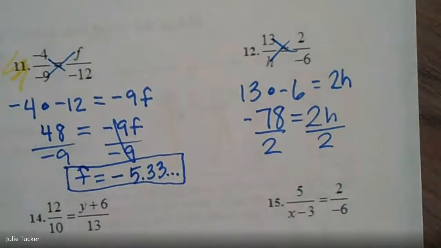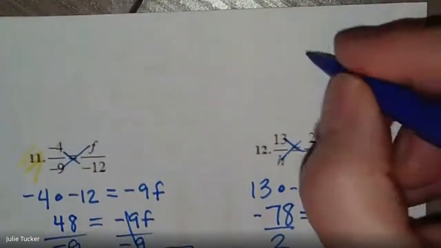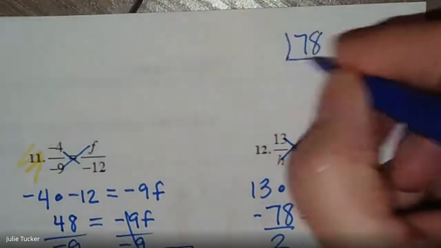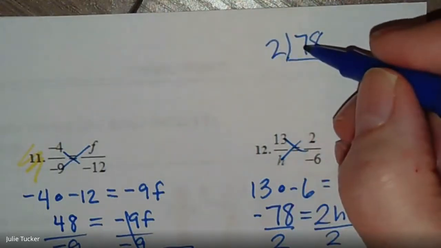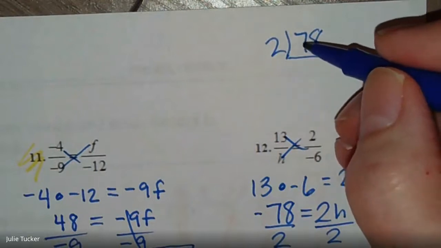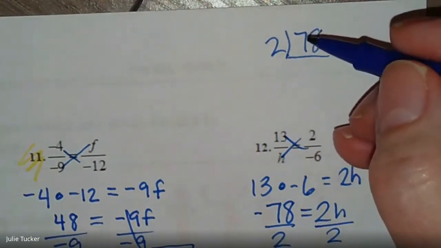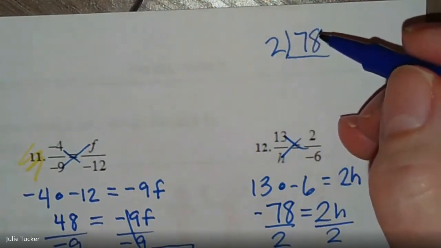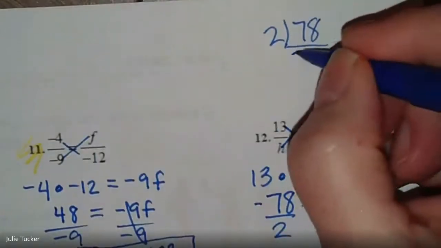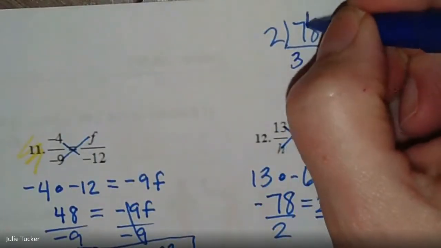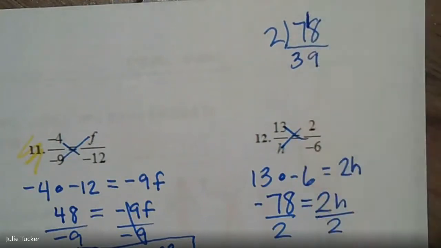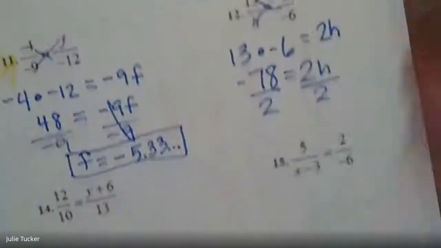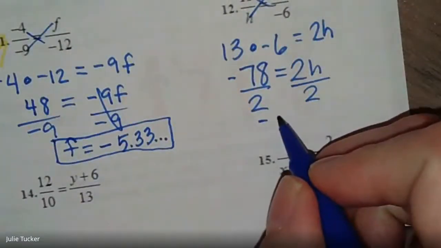Okay. So let me do my short division thing that I've been doing with you. 78 divided by 2. How many times does 2 divide into 7? 3 with 1 left over. And then I'll put it right here. 2 into 18 is 9. Yep. So we're going to have a negative 39 for that answer.